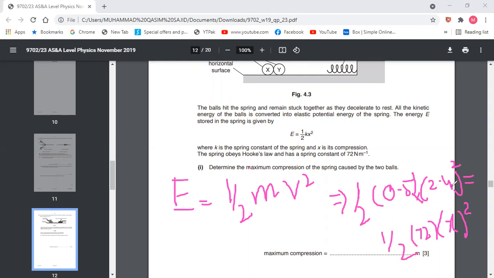Basically, half mv square equals to half k x squared. This 72 is the k, and this is the x, that is compression. Is this clear? Okay. The value of x is coming 0.2. Yes, x equals to 0.2. Now we have to draw graphs.